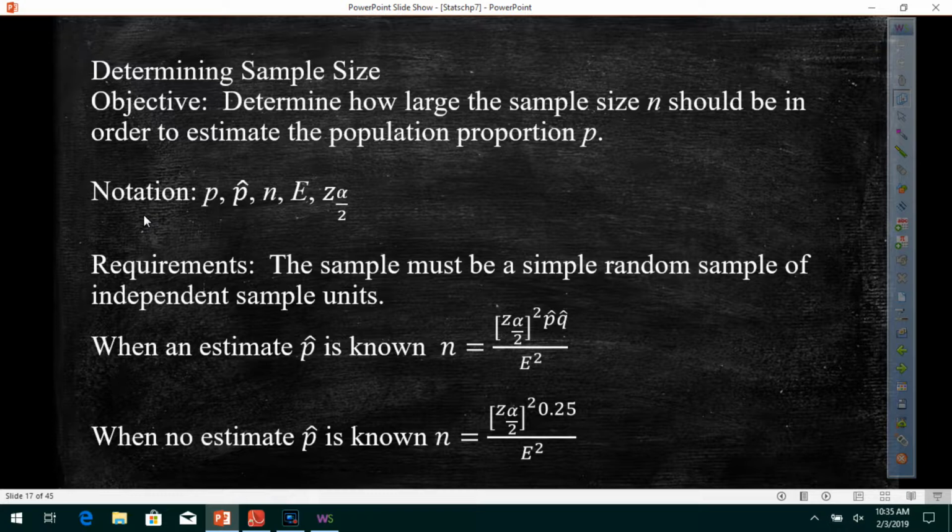Requirements: the sample must be a random sample of independent sample units. Two formulas. When an estimate P hat is known, use N equals Z sub alpha divided by 2 squared times P hat times Q hat divided by E squared. When no estimate P hat is known, same formula, but we substitute 0.25 for P hat times Q hat. Okay.